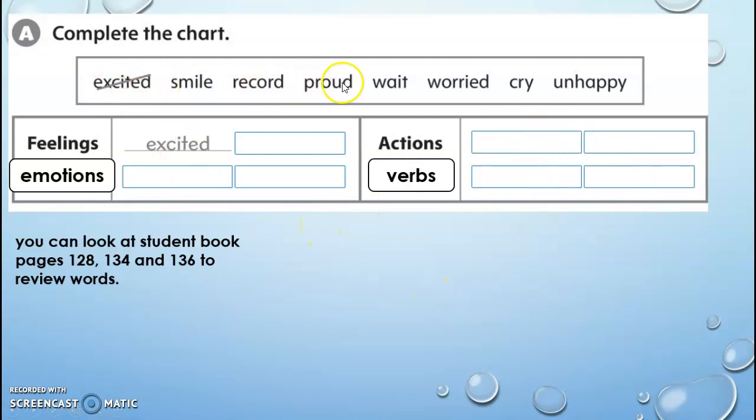But you have to check how many of them are here and put them in the right column. Are they feelings or are they actions? What are actions? Actions are verbs, okay? Also, I recommend you look at the student book, pages 128, 134, and even 136 to review these vocabulary words and have a better idea of how you will classify these words, okay? Very good. Let's continue.